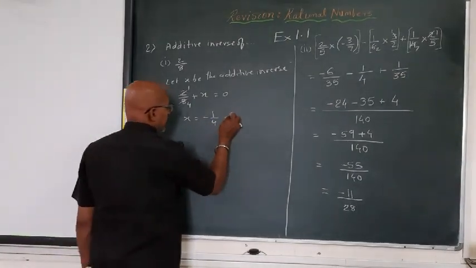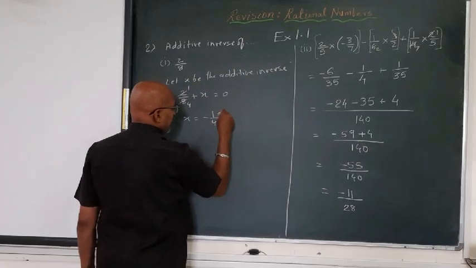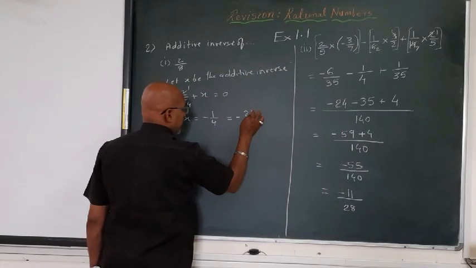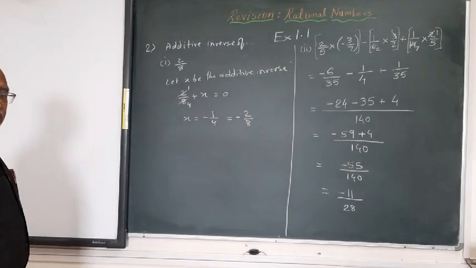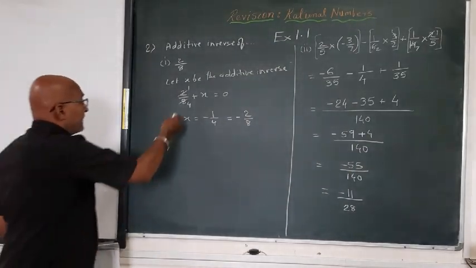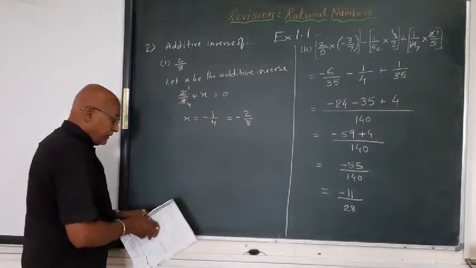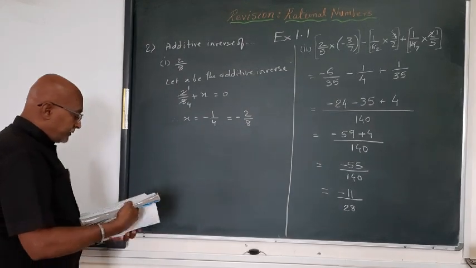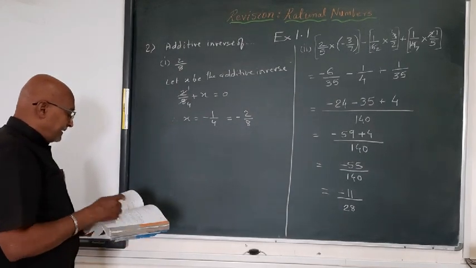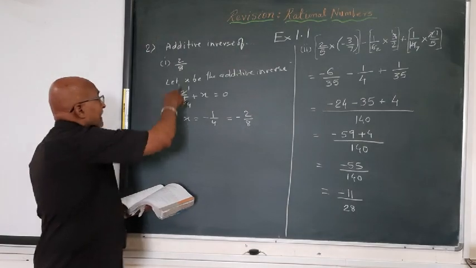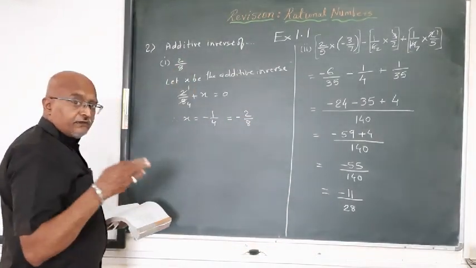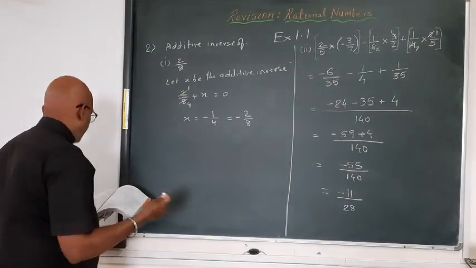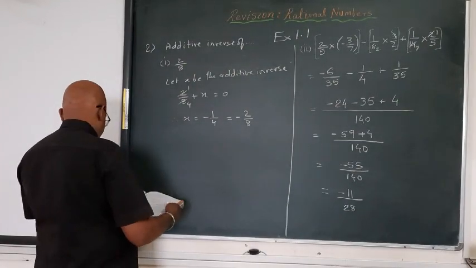Even you can write it as, by multiplying it twice, minus 2 by 8. Even you can write this way also. No problem about that. If you don't cancel it, you can go directly also. There is no problem. So you can write it very easily. Just you have to change the sign. See here 2 by 8. Here it is minus 2 by 8. So just by changing the sign, we can get the additive inverse.